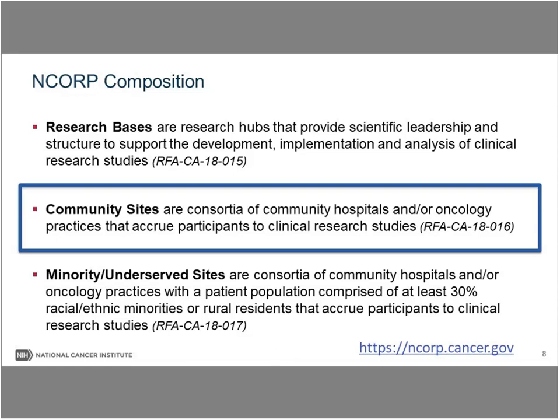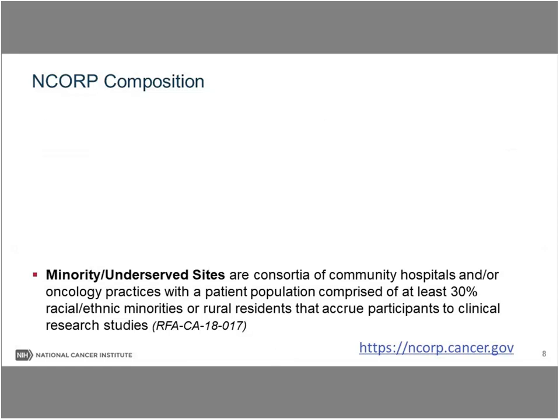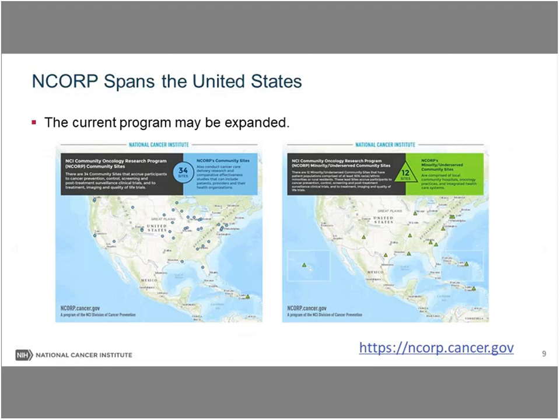But I would also encourage you to review the research basis, which is essentially the hubs that provides the scientific leadership and the structure that supports the community sites as well as the minority underserved sites, and is involved in implementation and analyses of the clinical research that is developed. So please review the research basis of the minority underserved sites so that you have an understanding of how three components of our program interact. Our program, as I mentioned, is geographically diverse.